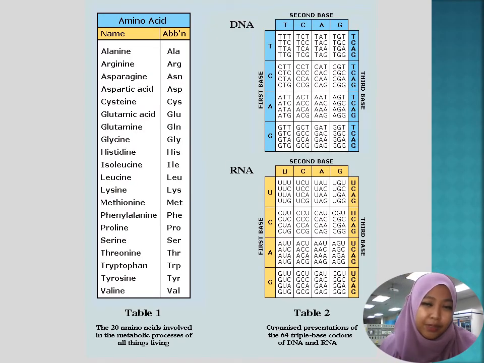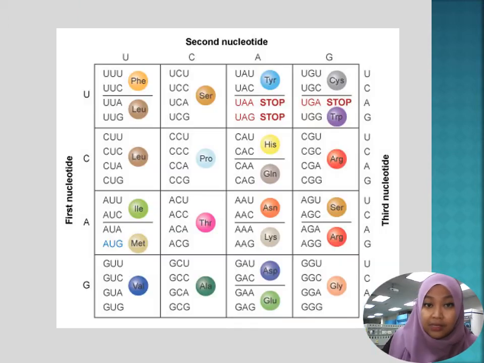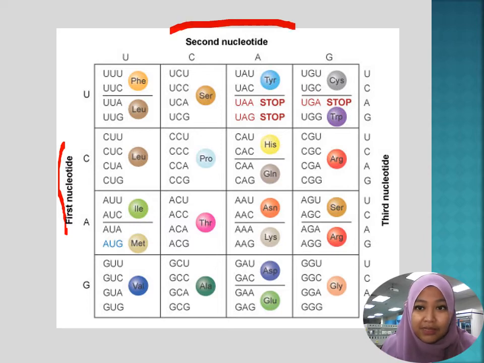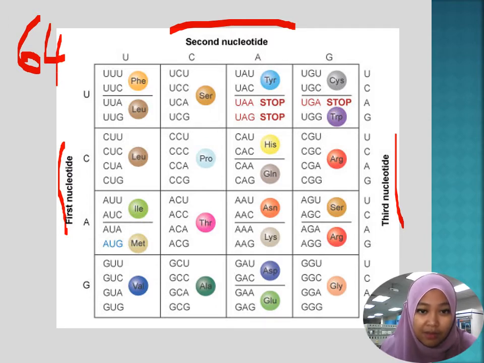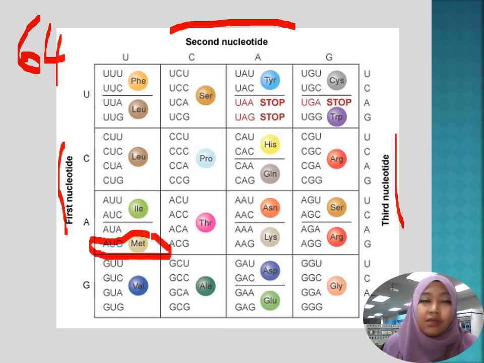This is an example of the amino acid table, with the DNA and also the RNA. We have the first base, second base, and third base, so all the 64 codons are right here. Inside these 64, we have AUG, which stands for the start codon. For any production of protein in protein synthesis, it will start with AUG.